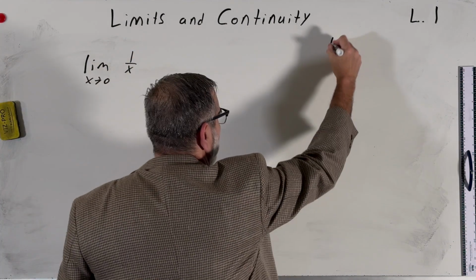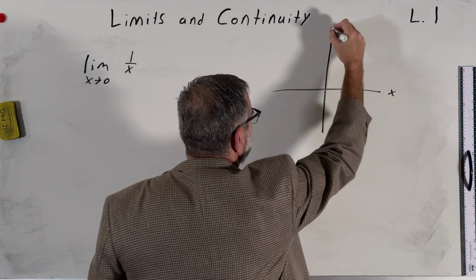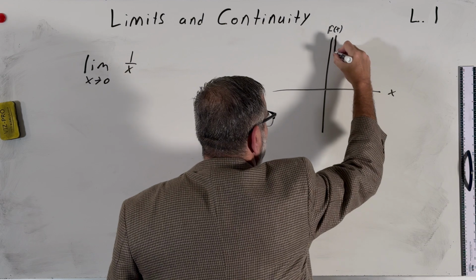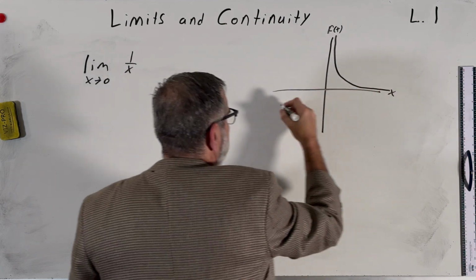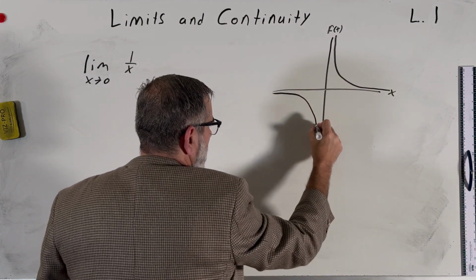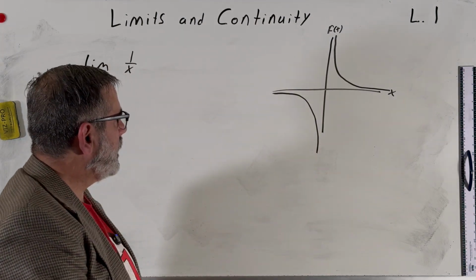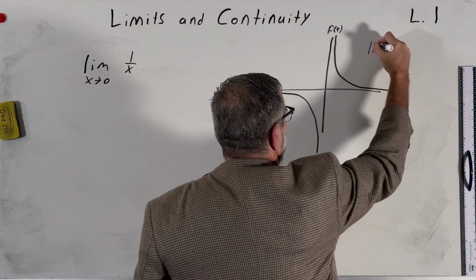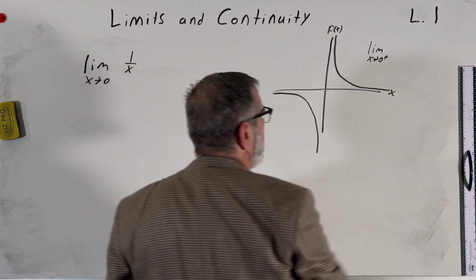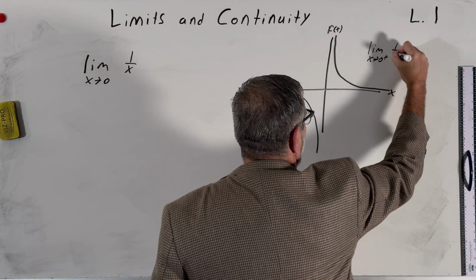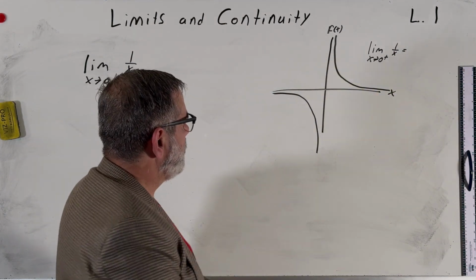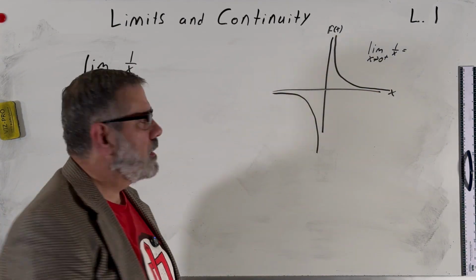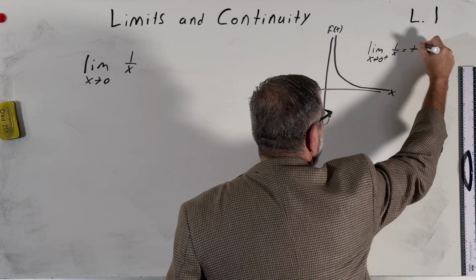If we were to graph this, what does this look like? Here's x, here's f of x, 1 over x. Looks like this on this side. Looks like this on this side, okay? So I want to know what the limit as x approaches 0 is. If we look at the right-hand limit, 1 over x, what's happening as x approaches 0 from the right? As I get closer and closer to 0, where is f of x going? To infinity. I'm going to denote it as plus infinity, okay?